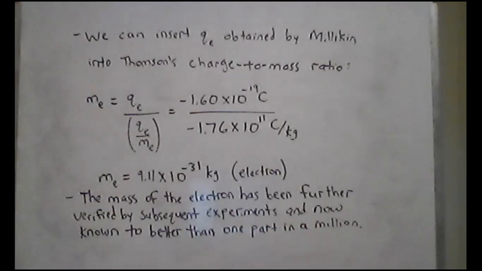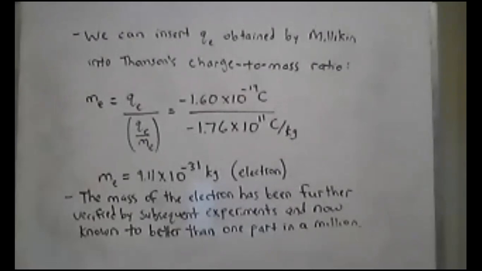And again, it's combining the work done by J.J. Thomson back at the turn of the century, around 1897 or so, where he found the charge to mass ratio, combined with the work done by Robert A. Millikan in 1913. Combine that together, and now you're able to derive the mass of the electron.